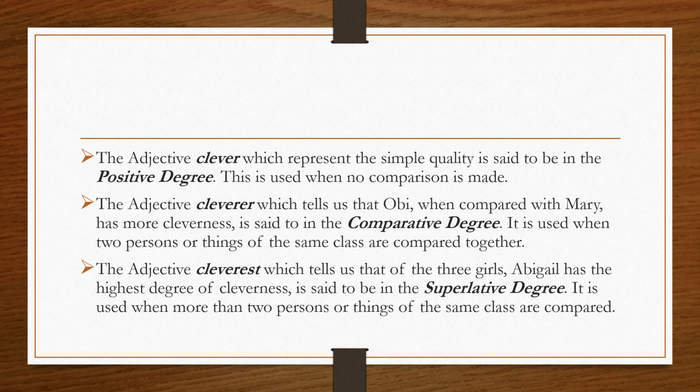The adjective cleverest, which tells us that of the three girls, Abigail has the highest degree of cleverness, is said to be in the superlative degree. And this is used when more than two persons or things of the same class are being compared.